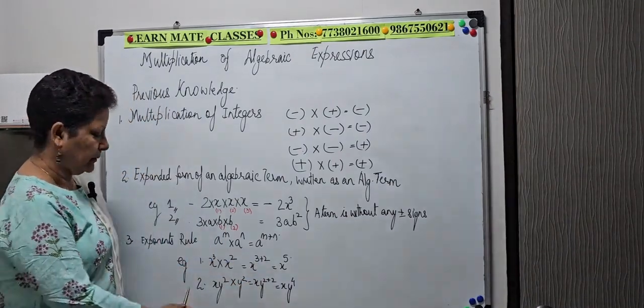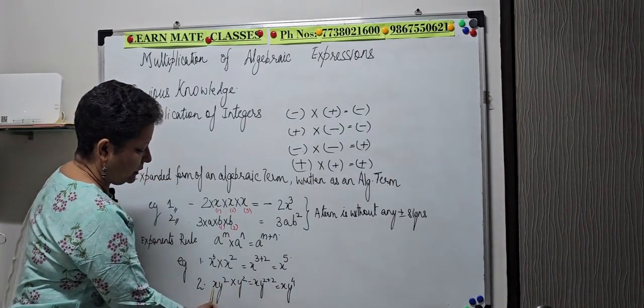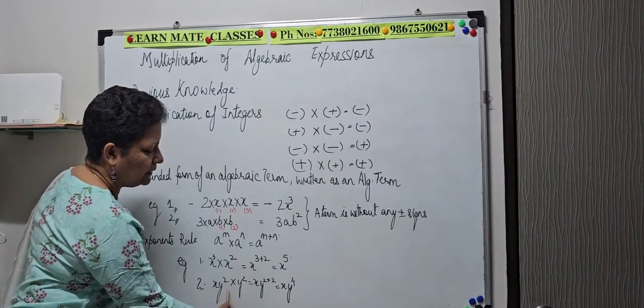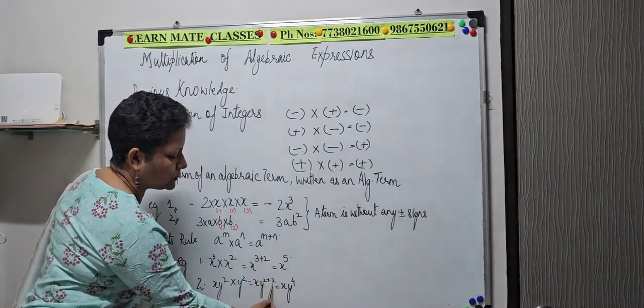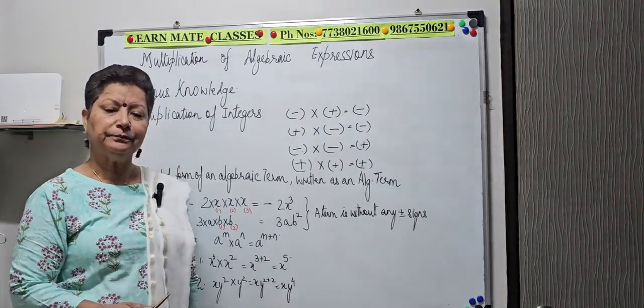Look at another example. xy squared into y squared. x will remain as it is. The powers of y will get added. So that's y raised to power 2 plus 2, which is nothing but y to the power 4. Is that okay?